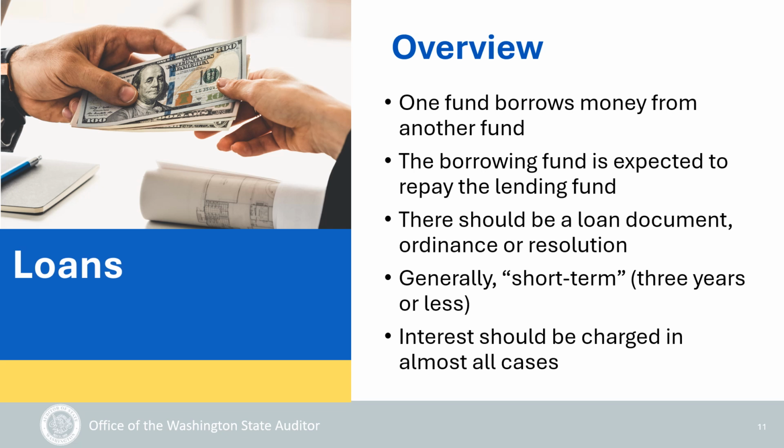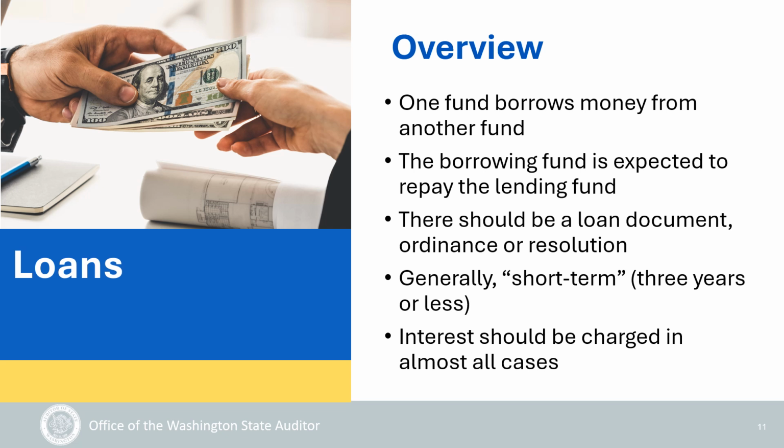When one fund borrows from another fund, there should be a loan document, such as an ordinance or a resolution. The loan document should lay out all the important terms of the loan, including the amount borrowed, interest rate charged, and the time frame for repayments, and even a repayment schedule.